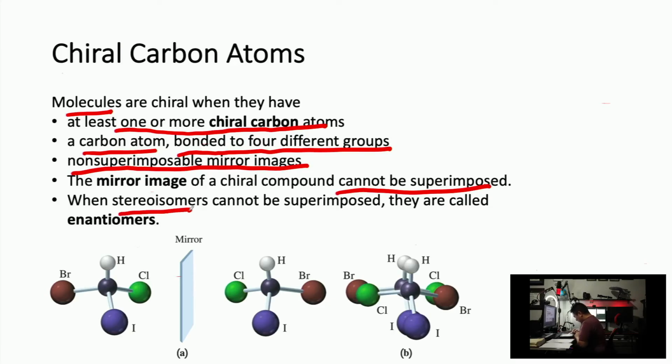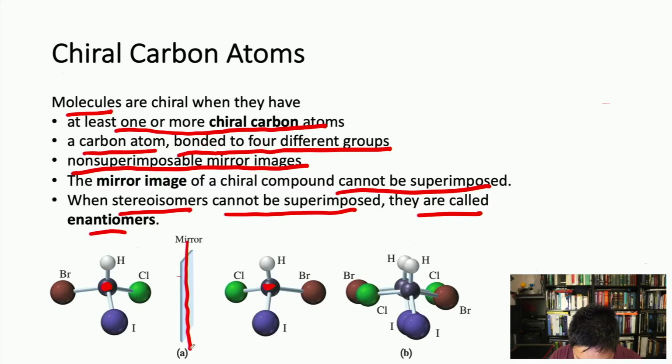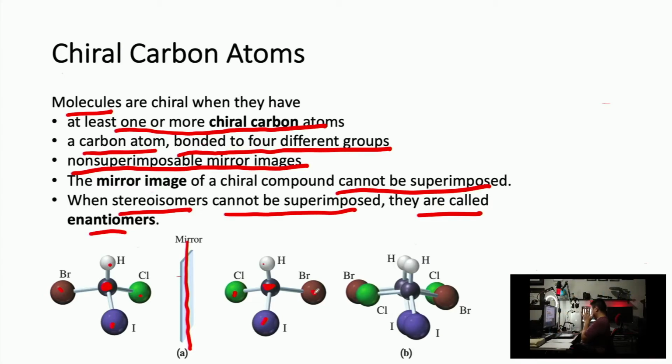So when stereoisomers cannot be superimposed, they are also called enantiomers. Here's a really good example. We have our carbon in the center here, and a carbon in the center here. As we look at it in this mirror, they're actually identical mirror images. The chlorines are on the same side, both iodines are on the same side, the hydrogens are both pointing outwards towards us, and the bromines are both pointing back in the mirror image, just like your hands would be.